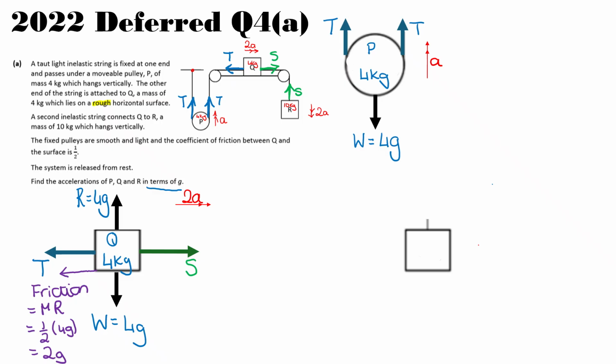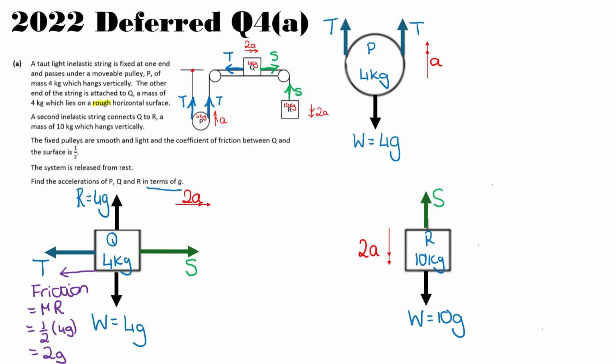Next, we have our last particle, which is R. R is 10 kg. So we have our weight pulling it down. Again, remember, we're leaving everything in terms of g. And then we have a tension pulling it up, which remember is our S. We then have acceleration that's pulling that down, and its acceleration is 2a.